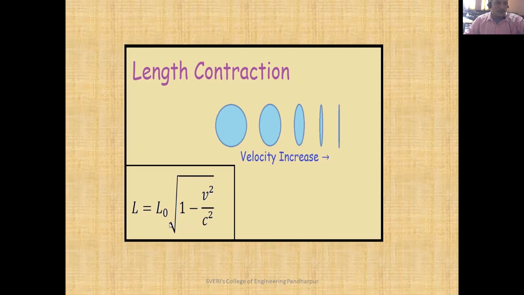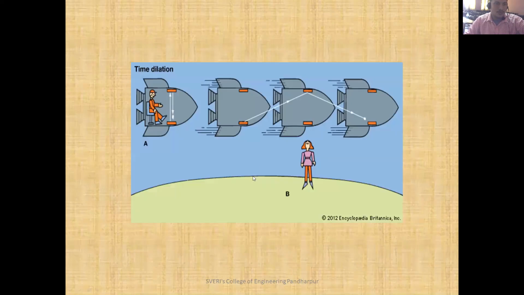So here one direct equation we have written, and we have to check the derivation later: L is equal to L0 under root 1 minus V square by C square. Here V is the velocity, C of course you know is the velocity of light, and L0 and L are the length at rest and the length at that particular velocity. So we are checking how the length gets contracted when the velocity of the object increases. That is called the length contraction equation.